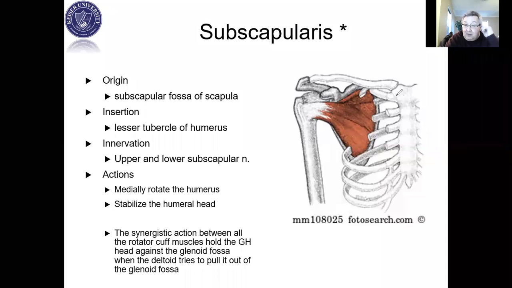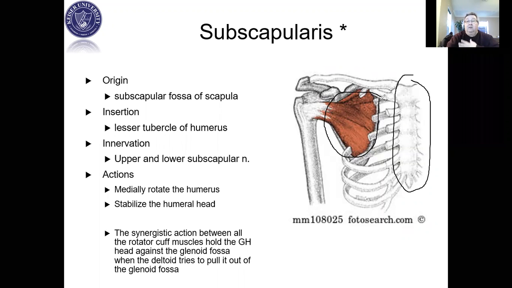All right. Here is the sternum. The sternum is on the anterior side of the body. The sternum is right here in the front. Okay. Subscapularis is an anterior muscle. So it's coming from, let's say I had my scapula here. It's coming from here to here, going from the subscapular fossa of the scapula.